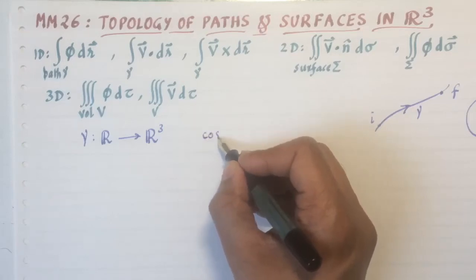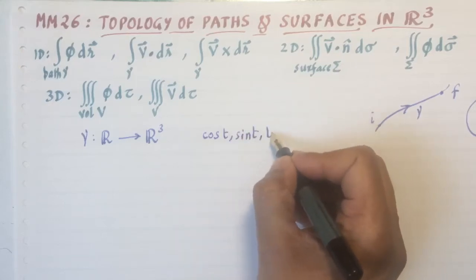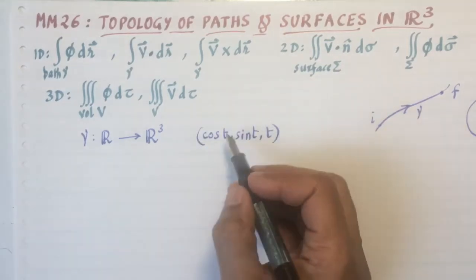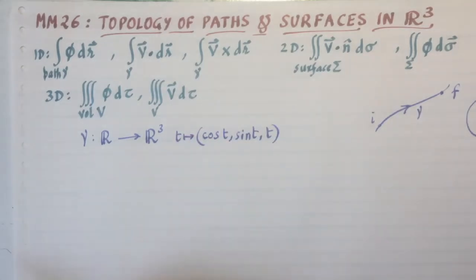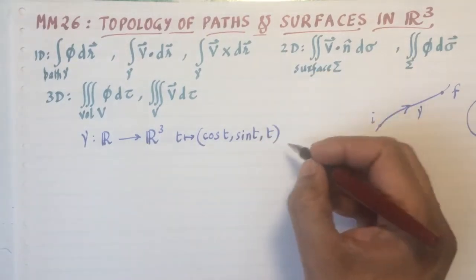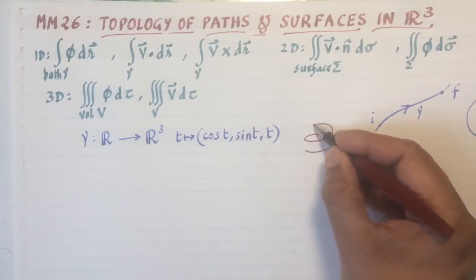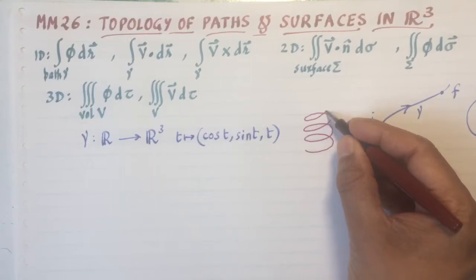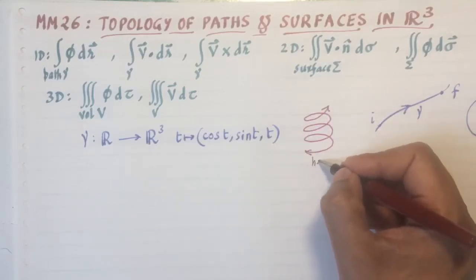An example of this would be if I write the following: cosine t, comma, sine t, comma, t. So what I've basically done is I've taken the parameter t and mapped it to cosine t, sine t, t. Now if you look at what this might be, it's actually a helix. Cosine t, sine t, that's a circle. And then I have a t, so it's going to lift the circle out of the xy plane and continue on its way along the z-axis. So that's a helical spring, maybe.